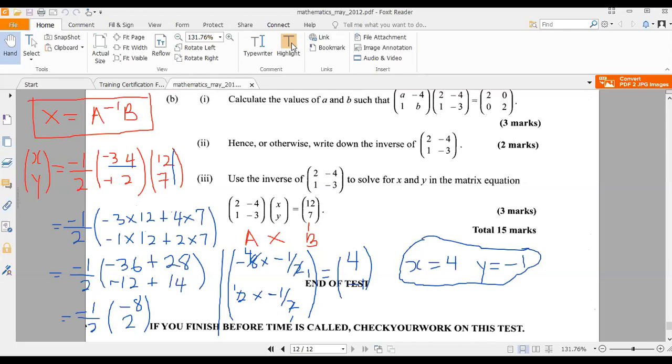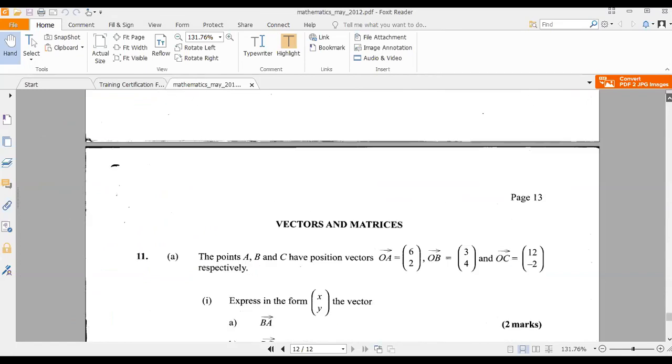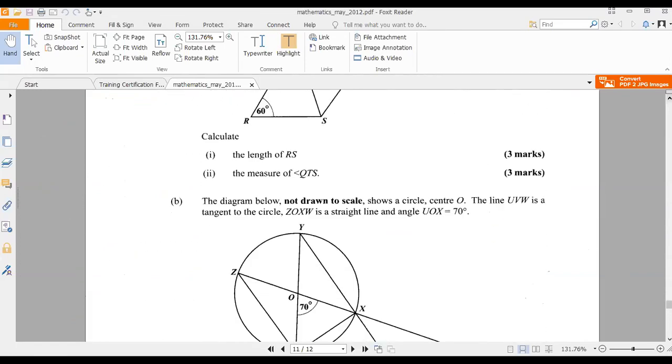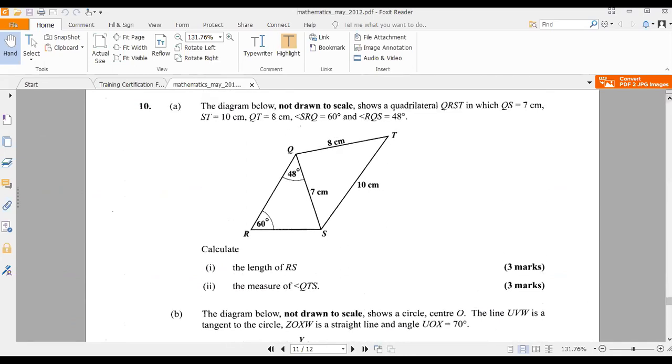Okay, so I'm going to clear this now. Right, and we'll move on to number 10. So this is how number 10 looks like. Number 10 has two parts. The first part has to do with sine rule and cosine rule, and the second part has to do with circle theorem, right? So let's go and see how I will do the first part.